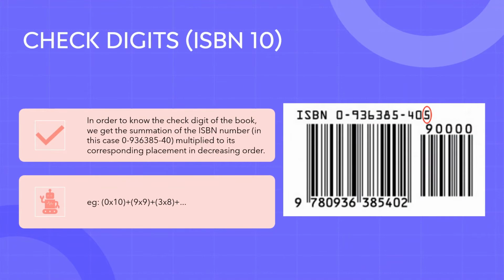In order to know the check digit of the book, we get the summation of the ISBN number, in this case 093638540, multiplied to its corresponding placement in decreasing order. So as shown below the example.